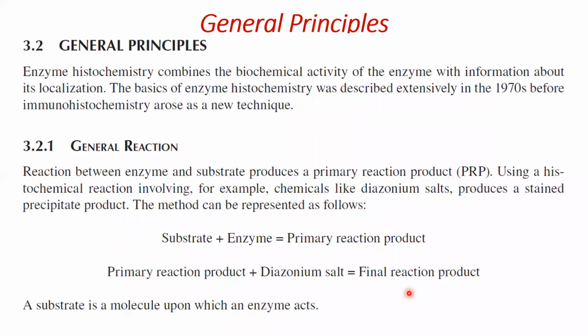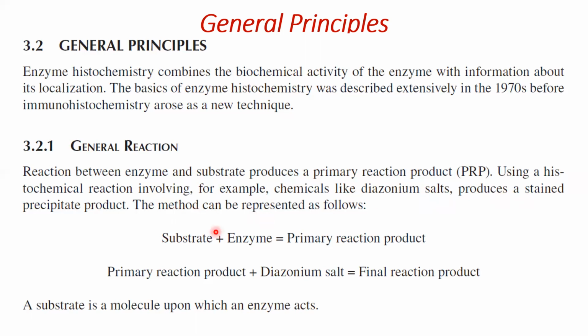The same story, the enzyme histochemistry principle. Enzyme histochemistry combines the biochemical activity of an enzyme with information about its localization. The basics of enzyme histochemistry were described extensively in the 1970s itself. The general reaction of enzyme histochemistry is a reaction between enzyme and substrate producing a primary reactive product, using a histochemical reaction involving, for example, chemicals like diazonium salts to produce a stained precipitate product. The product can be represented like this.